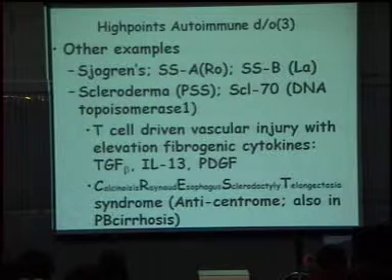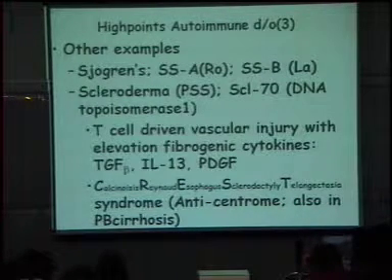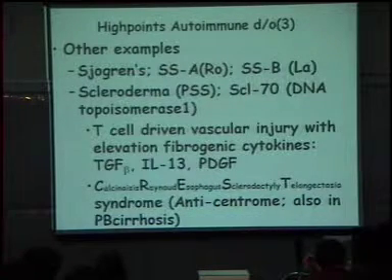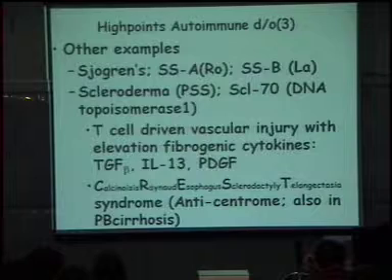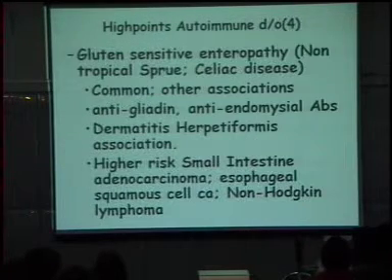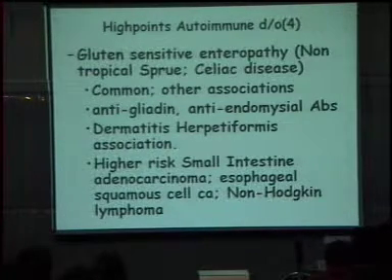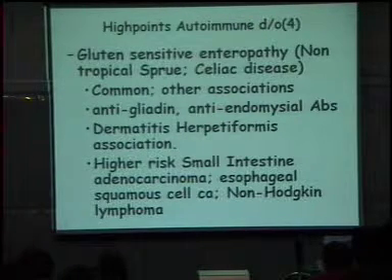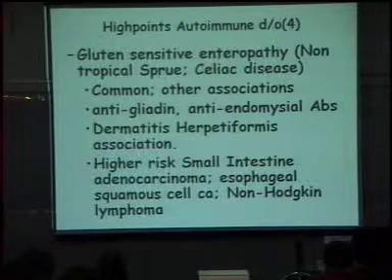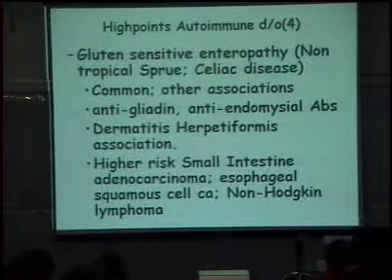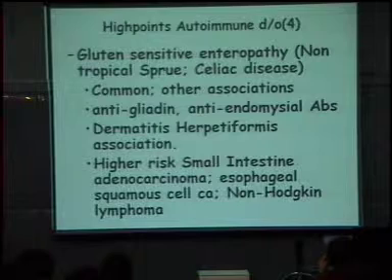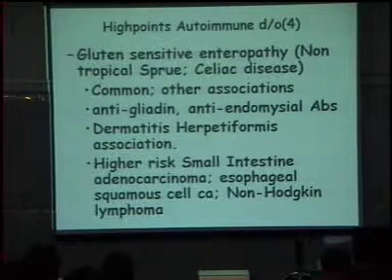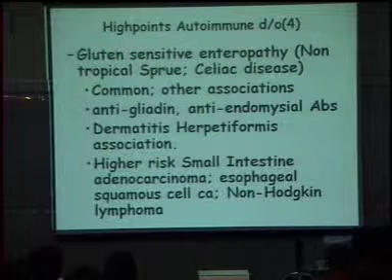Others, there are lots. Sjogren's, scleroderma, PSS, progressive systemic sclerosis, people will often use that, is very characteristic and has some interesting features. In the GI area, people love, it's a very common disease in Northern Europe and in many places in the United States, gluten-sensitive enteropathy or non-tropical sprue. It's associated with diarrhea, but more specifically, it's associated with some other things.